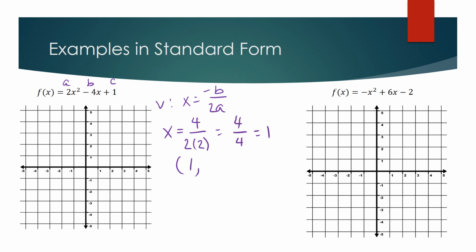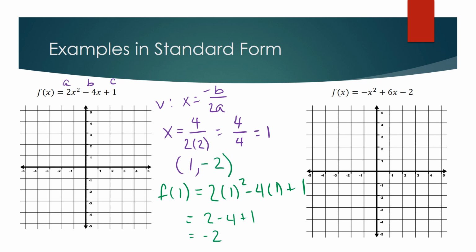So now I have to take that 1 and plug it back into the original equation to find the y value. So that would look like this. And I hope I picked one that's on the graph. Let's see. So this will be 2 minus 4 plus 1, which is -2. All right, perfect. So we have a vertex of (1, -2). (1, -2) will be here.